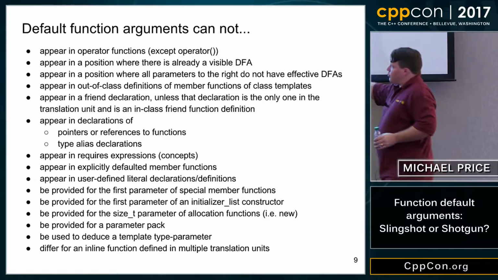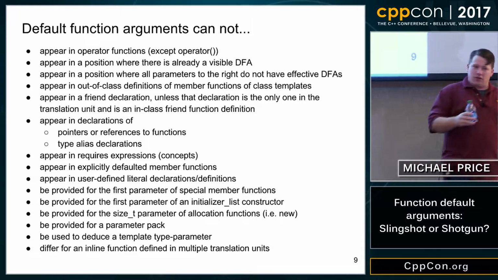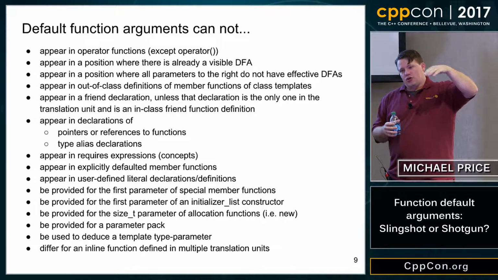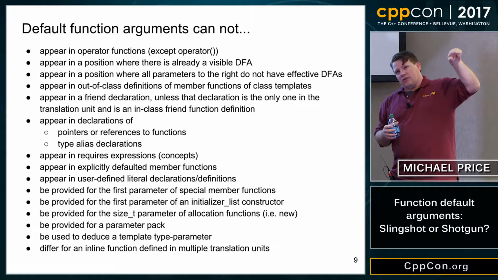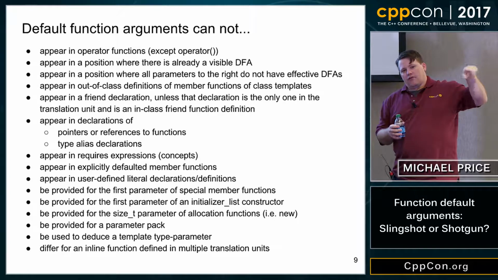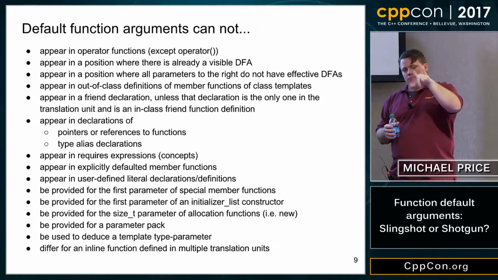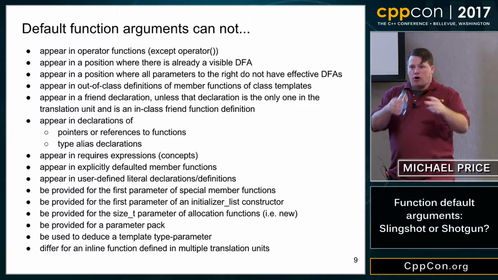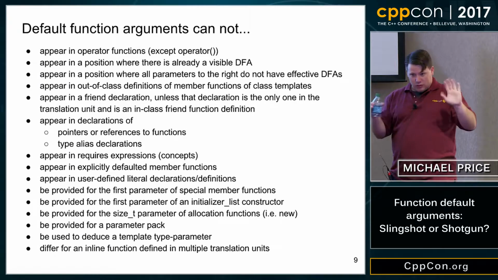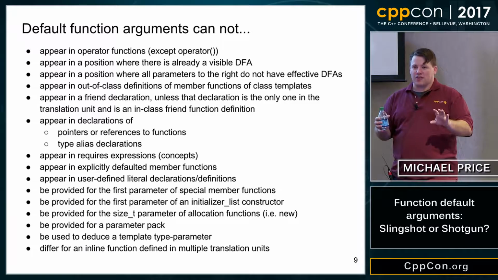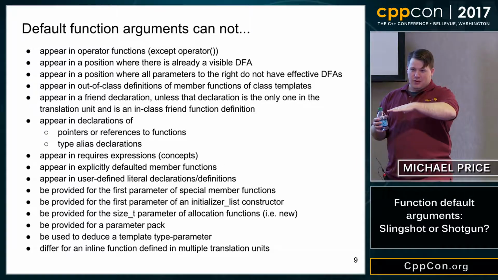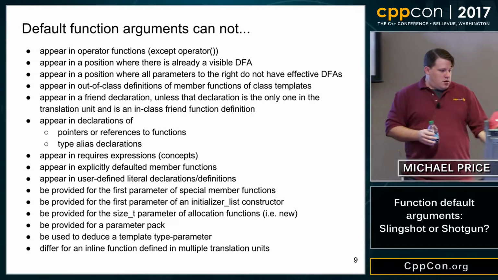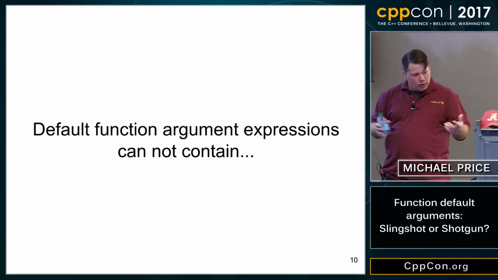And one that gets some people is that you can't use it to deduce a template type parameter. So in function templates, you can say template typename T, void fn(T i = 1). If you call fn with no parameters, it won't let you do that because it can't figure out what the T is, even though you have a default argument. It's just like, no, I'm not going to let you do that. So there are even more restrictions.